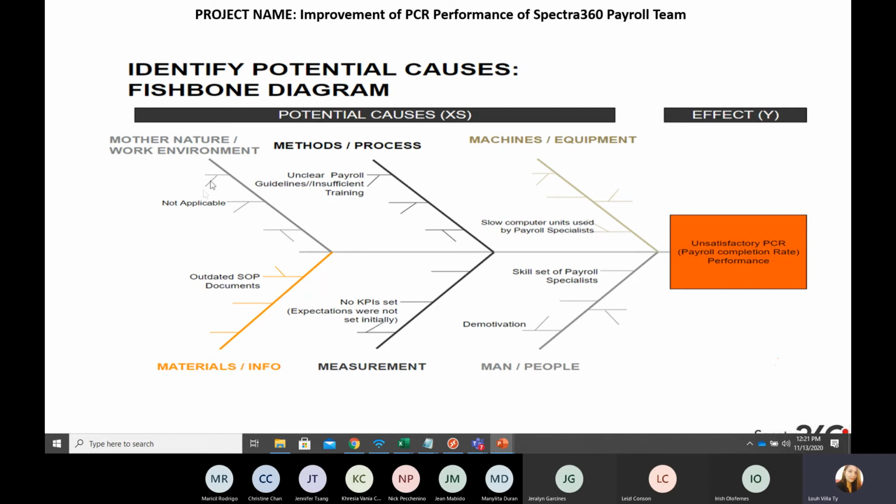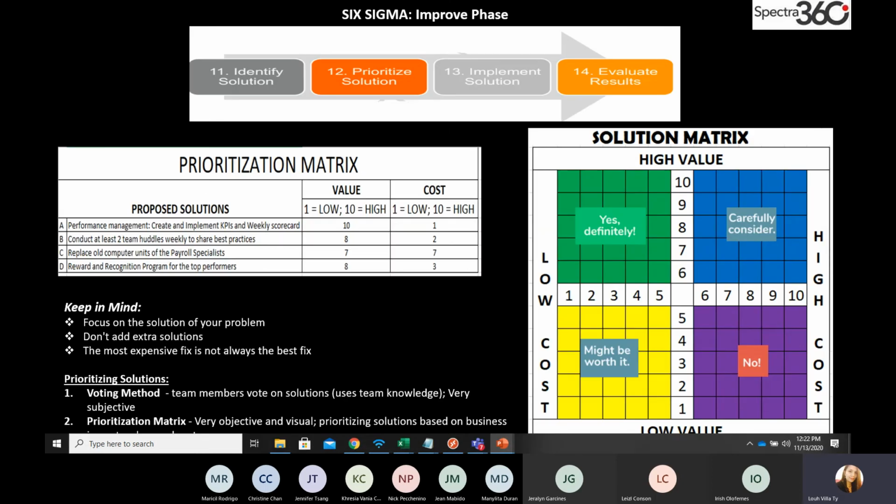For mother nature or work environment, you can just put not applicable if you don't have anything there. And then for materials and information, it could be because we have outdated SOP documents, so they don't have something that they can use. Okay, so that's my fishbone diagram. Now we are in the improve phase. The improve phase has 4 parts. You need to identify the solution, prioritize, implement, and also evaluate.